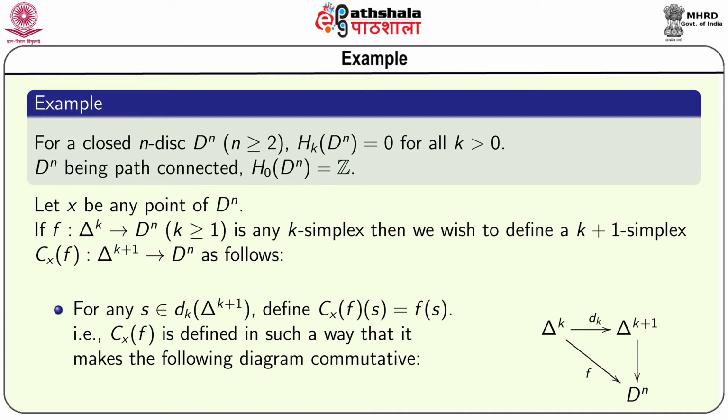Now, let us take a point x from Dn. If f is from delta k to Dn, any k-simplex, then we wish to define a (k+1)-simplex Cxf from delta k+1 to Dn as follows. For any s belonging to the boundary of delta k+1, we define Cxf(s) equal to f(s). That is, Cxf is defined in such a way that it makes the following diagram commutative.